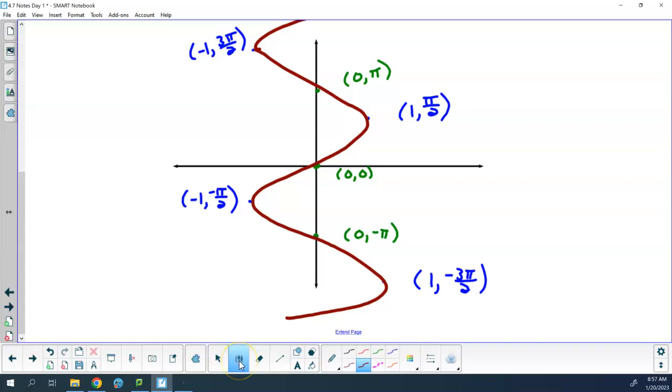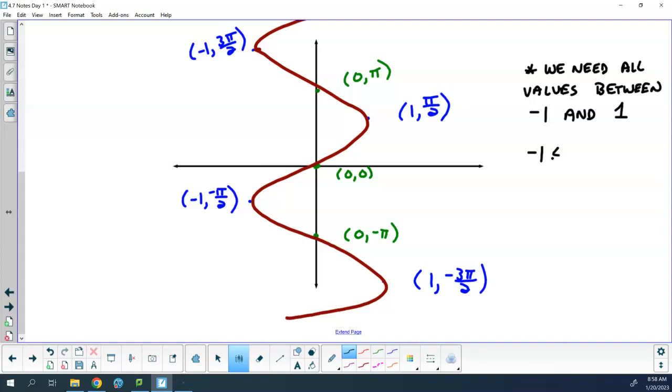We need to have all of the values between -1 and positive 1. Because that's where sine lives, right? Sine doesn't live outside of that -1 to +1 range. Okay? Which means we want -1 to be less than or equal to the sine of theta, which is less than or equal to positive 1. Okay. So we need to be between -1 and +1.